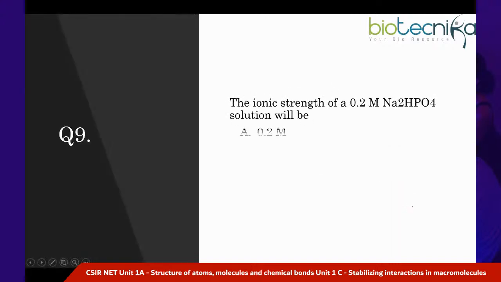All right, next question. So this is how you find out ionic strength. I'll be telling you this is an ion. Such kind of questions you must also know. The ionic strength of 0.2 molar sodium hydrogen phosphate.